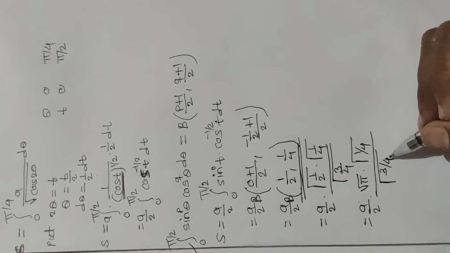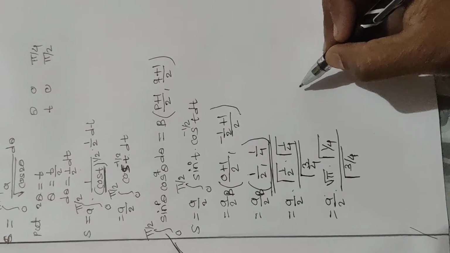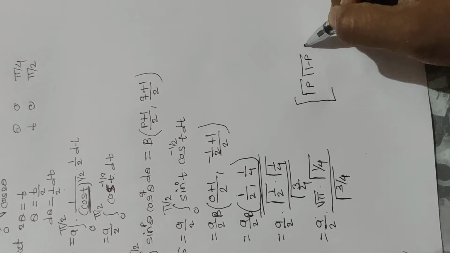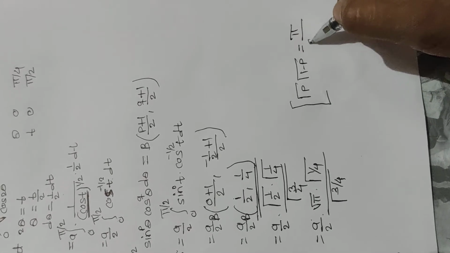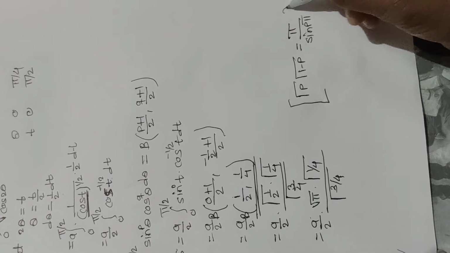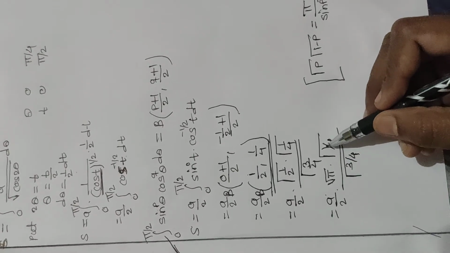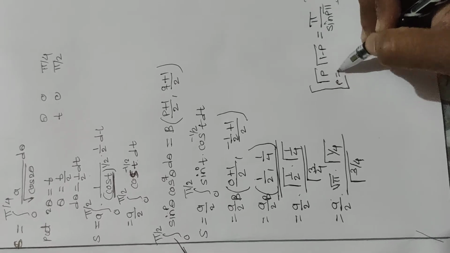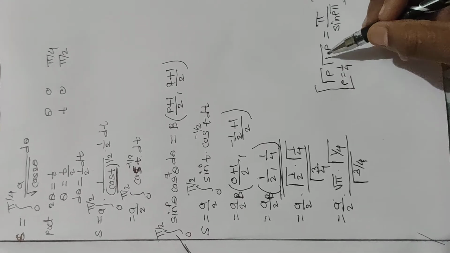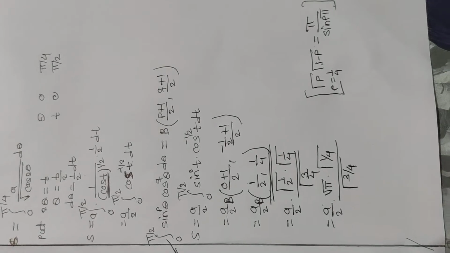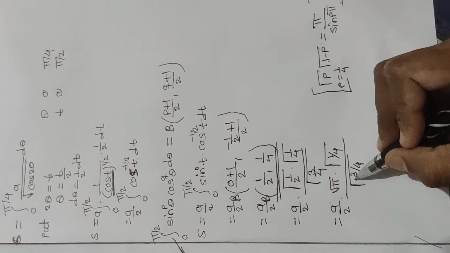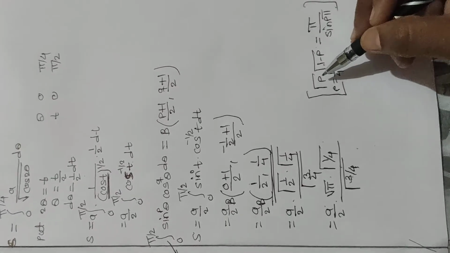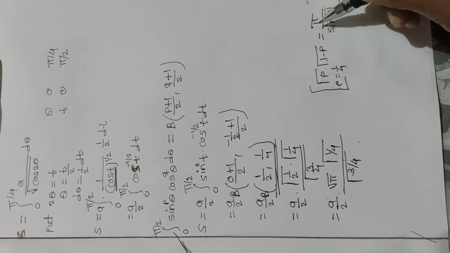After that we use one more result: gamma p into gamma 1 minus p. The answer of this result is pi divided by sin p pi. For this result, suppose we consider our p as 1 by 4. So what is 1 minus p? 1 minus 1 by 4 becomes 3 by 4, and gamma 3 by 4 is also present in the denominator, right? So we multiply and divide by gamma 1 by 4. Then we apply this result.